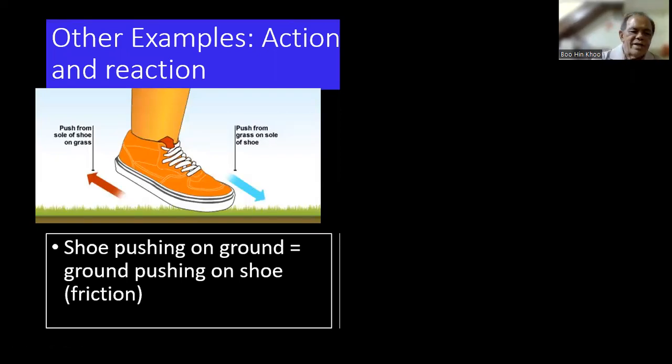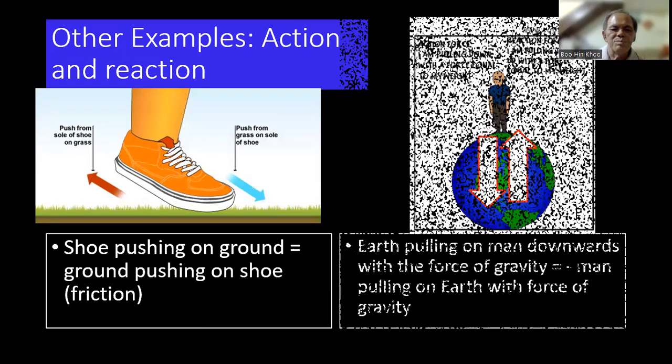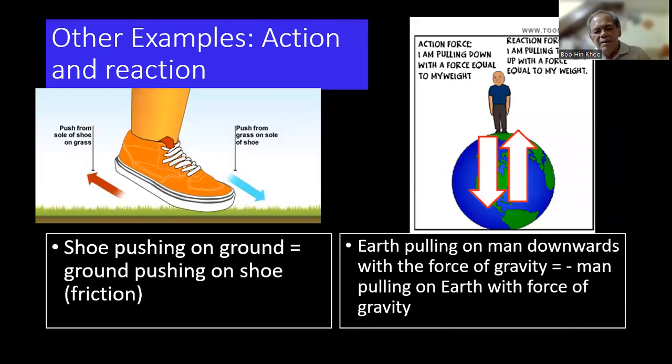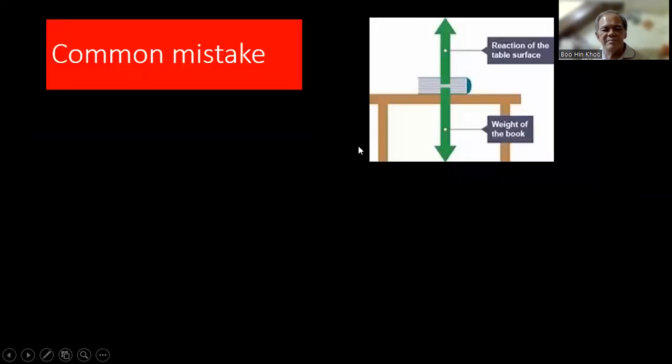Other example, action and reaction. The shoe pushes on the ground, the ground pushing on the shoe. Earth pulling, man standing on earth, you standing on the earth. Earth pulling on man downwards with a force of gravity, and man pulling on earth with a force of gravity. So these are action and reaction force. Earth pulling on man downwards, man pulling on earth upwards. So these are equal and opposite forces.